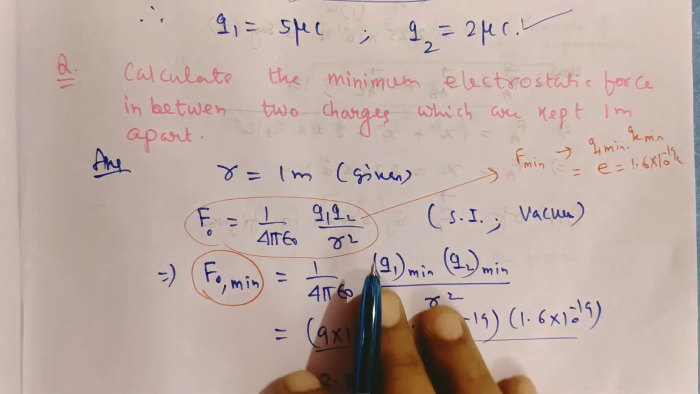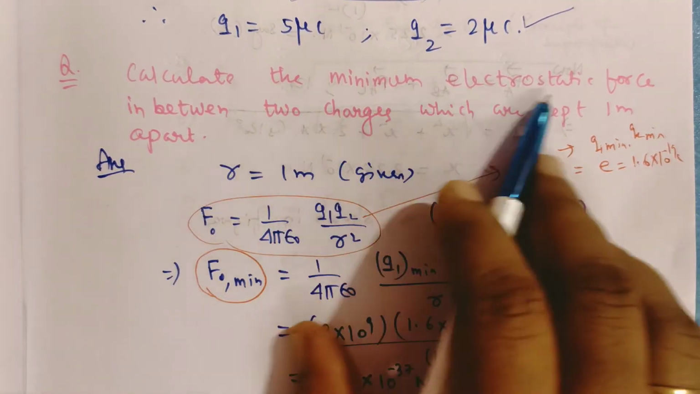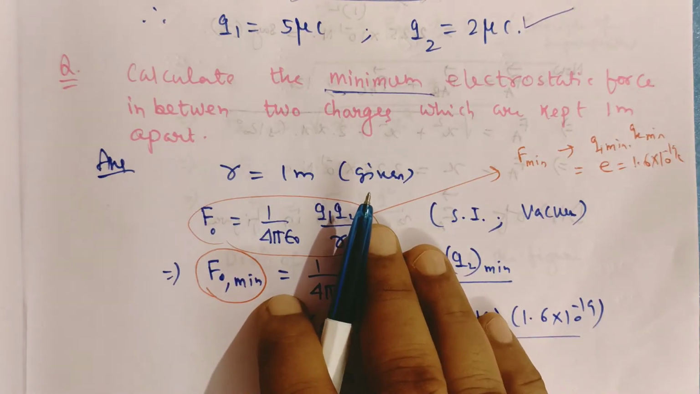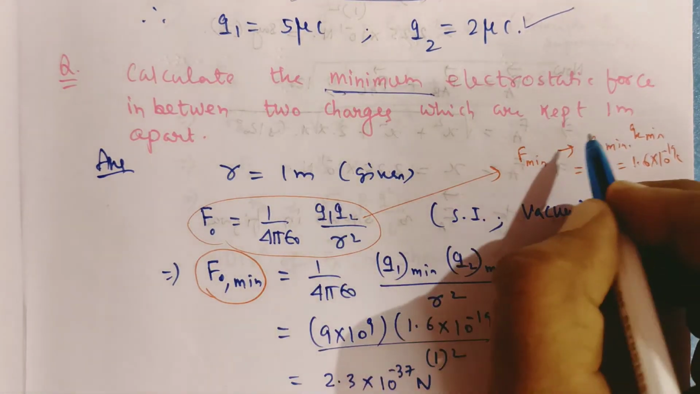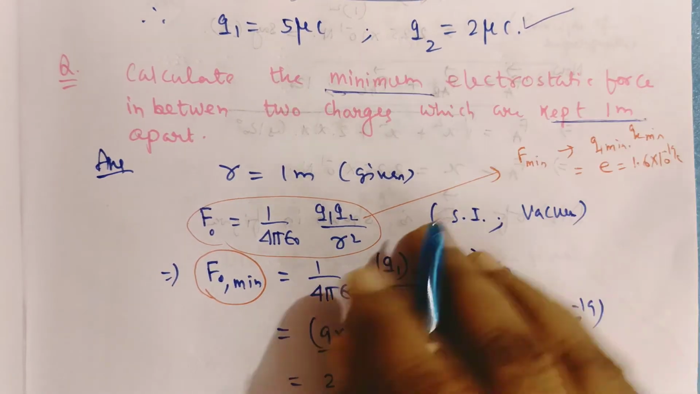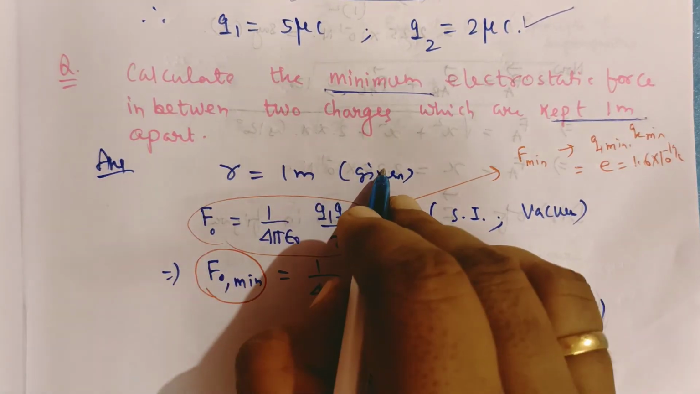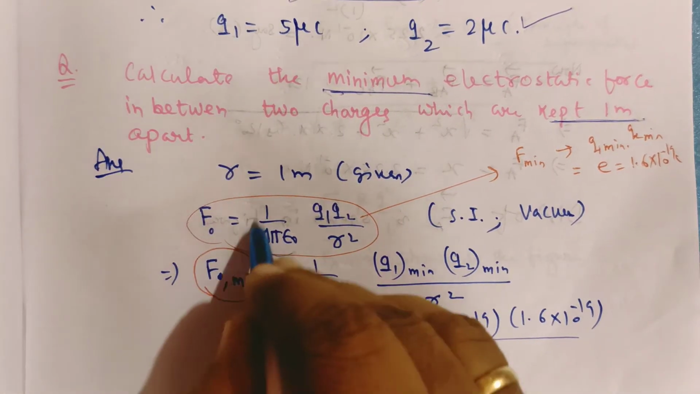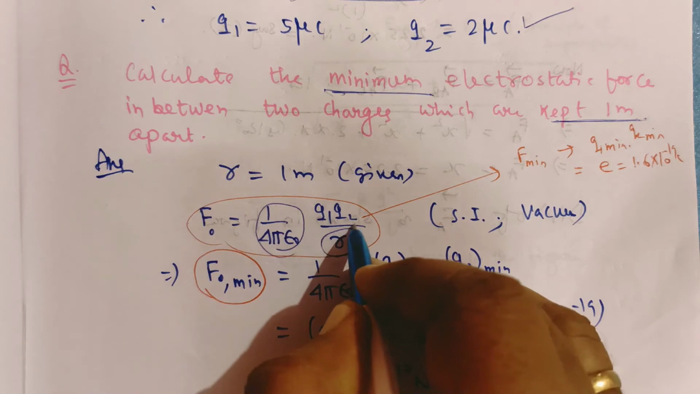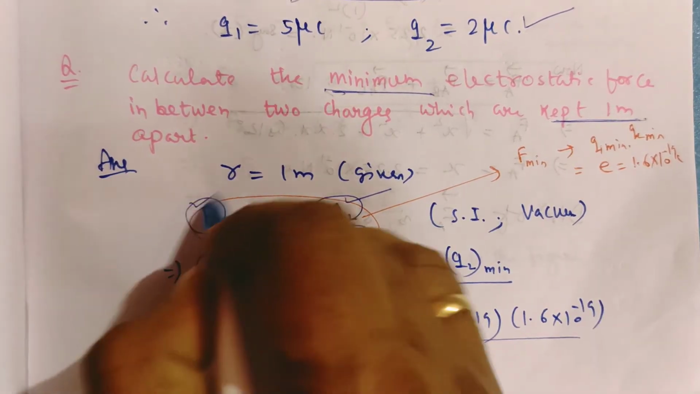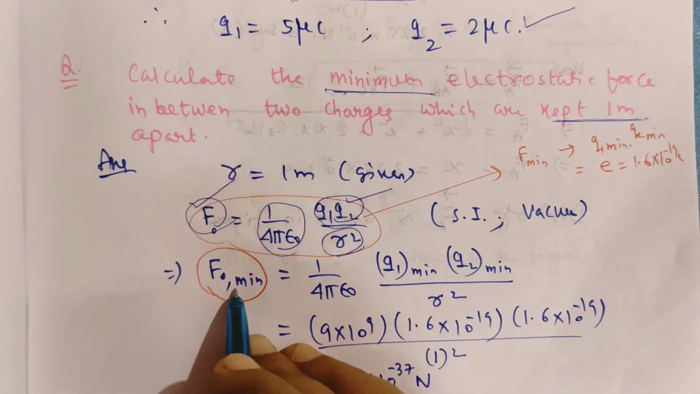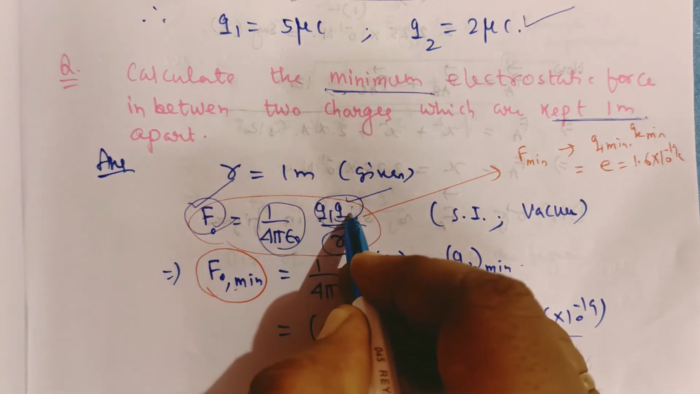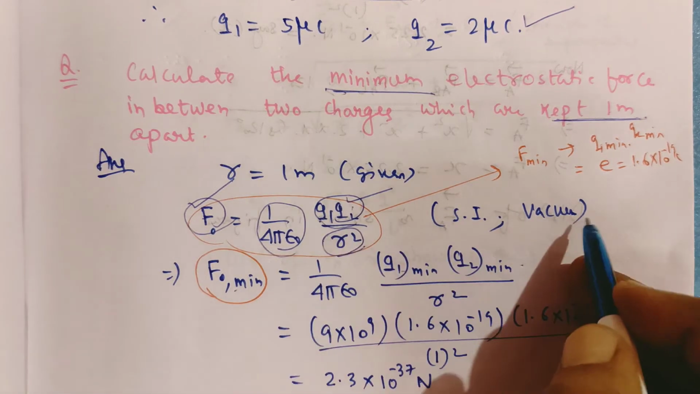Now next question, calculate the minimum electrostatic force. What is used, minimum? You should be careful about it. Between two charges which are kept 1 meter apart, that means distance is fixed. R 1 meter is given. You write the Coulomb's force formula. This one is a constant, this one is a constant. So this one is a variable. If it is a minimum, then this product of the two charges will be minimum, when each individual is minimum.